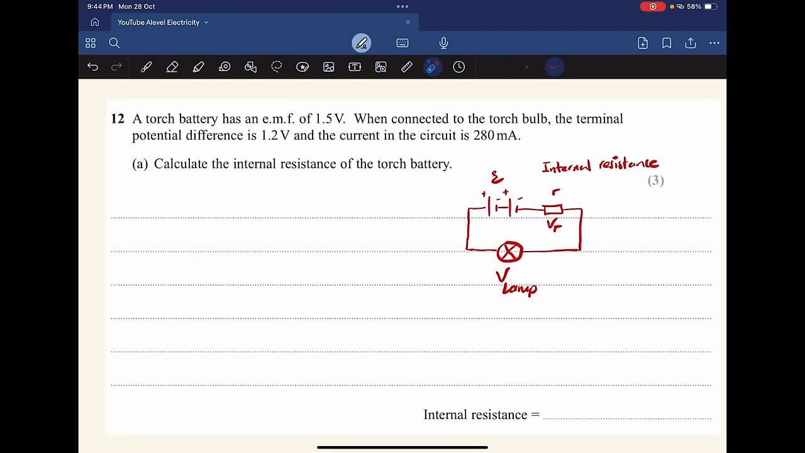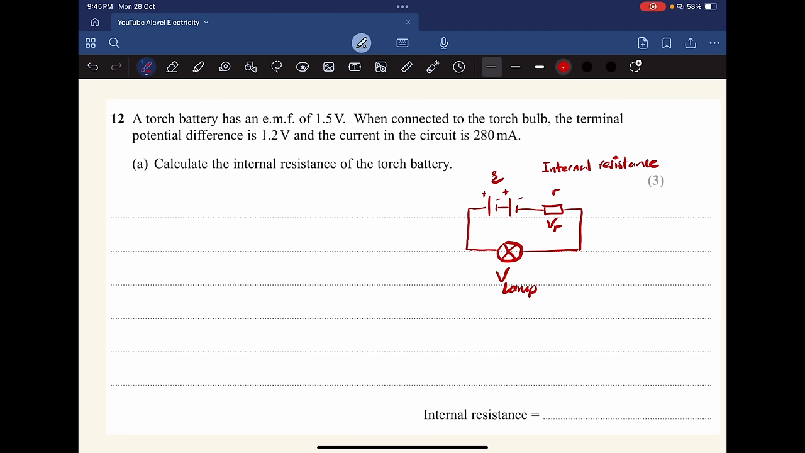In this question, there is a battery which has an EMF of 1.5, and this is the symbol epsilon, the electromotive force, and it's connected to the torch bulb. This is the lamp or the bulb, and there is a potential difference across this lamp of 1.2 volt. The current in the electric circuit is 280 milliampere. The examiner is asking to calculate the internal resistance, which is small r, of the torch battery.